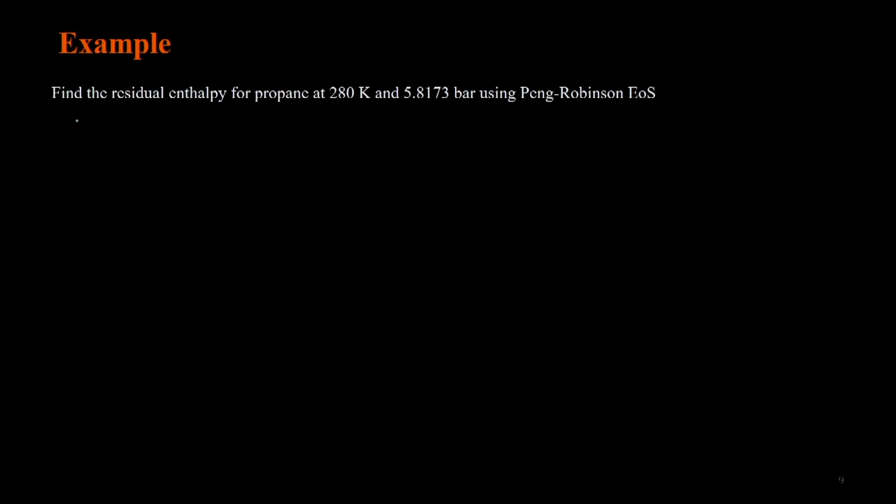So I'm going to look up a data handbook or your textbook. For propane, the critical temperature is 369.8 Kelvin. The critical pressure is 42.48 bar. And hence, we calculate the reduced temperature and reduced pressure. PR is P over PC, which in this case turns out to be 5.8 over 42.48, which is 0.1369. And similarly, TR is T over TC, which turns out to be 0.7572.